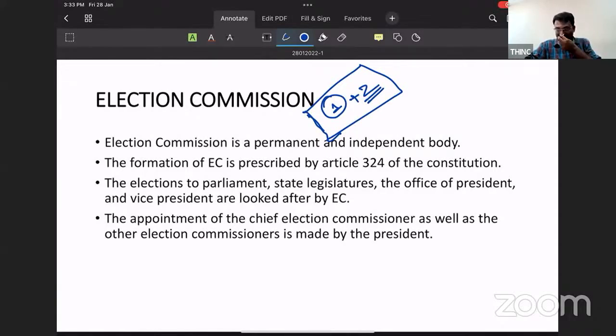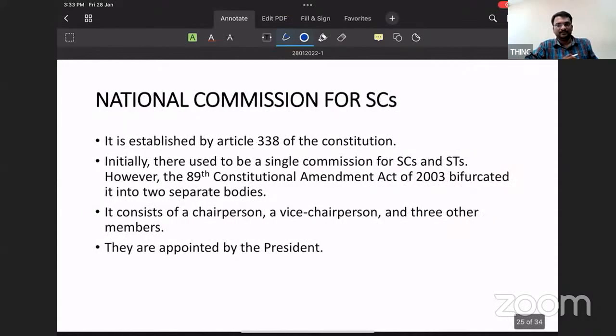Okay, and we can just have a look into the current Election Commissioner. He is Sushil Chandra. So he is the current Chief Election Commissioner of India, and he is appointed by the President of India. Article 324 is very much important in relation to the Election Commission, because under Article 324, the Election Commission is deriving its powers.